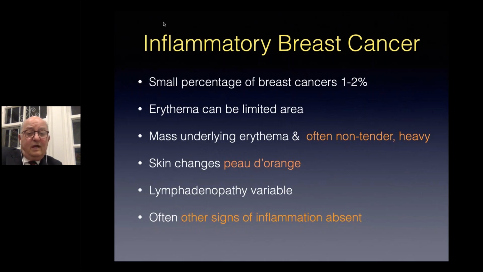And often the other signs of inflammation are absent, which you may have expected, like being febrile and being very painful. So with inflammatory breast cancer, if you see somebody who's got erythema, non-tender, the breast feels heavy, there's peau d'orange, and there are no other signs consistent with infection, and particularly if you've given them a short course of antibiotics and they haven't responded, then just be wary that you may be looking at inflammatory breast cancer.